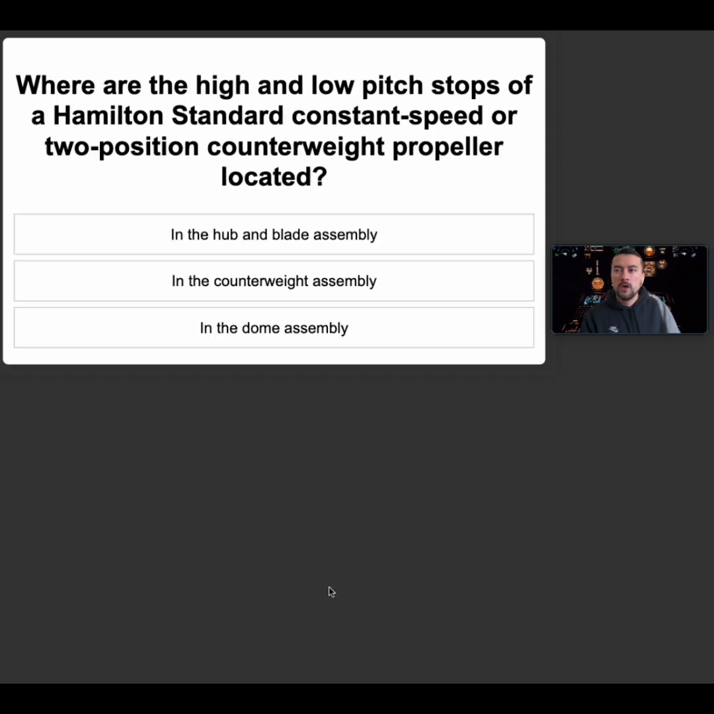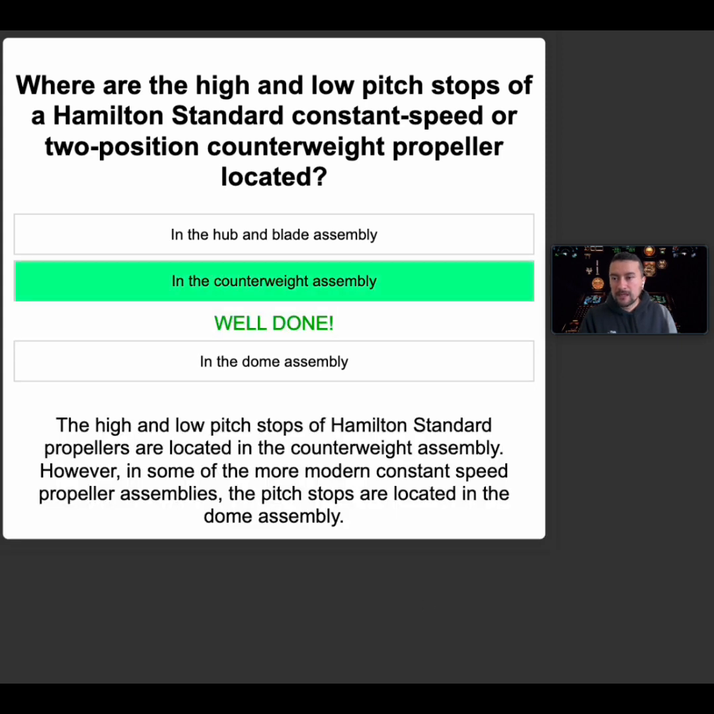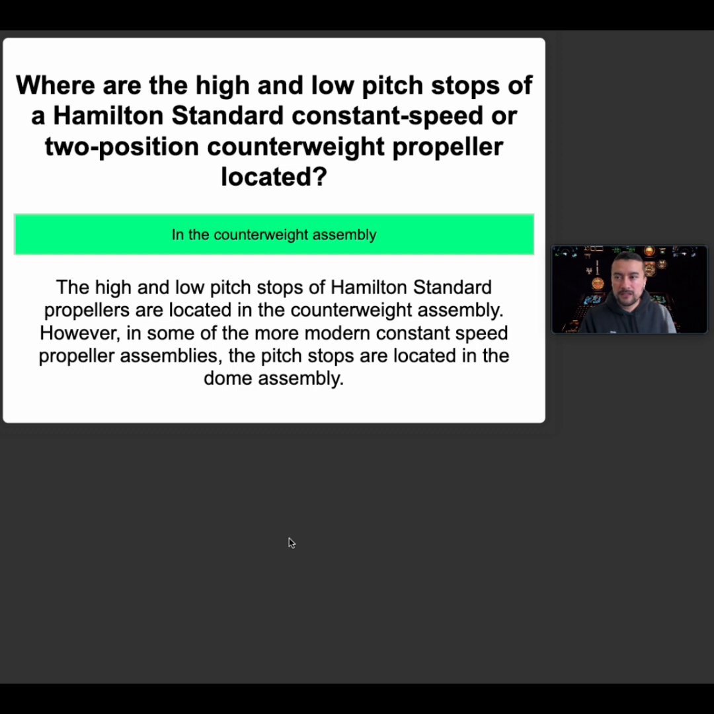Okay. Where are the high and low pitch stops of a Hamilton Standard constant speed or two-position counterweight propeller located? In the hub and blade assembly, in the counterweight assembly, or in the dome assembly? The answer here is in the counterweight assembly. Let's check the answer. The high and low pitch stops of Hamilton Standard propellers are located in the counterweight assembly. However, in some of the more modern constant speed propeller assemblies, the pitch stops are located in the dome assembly. That was a good one.